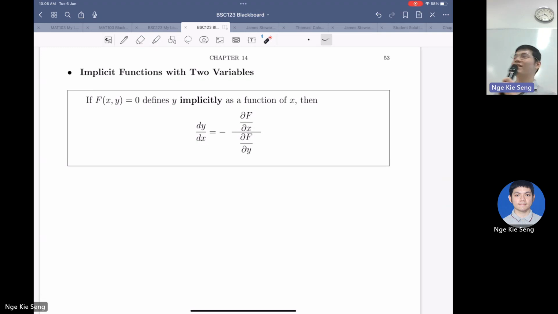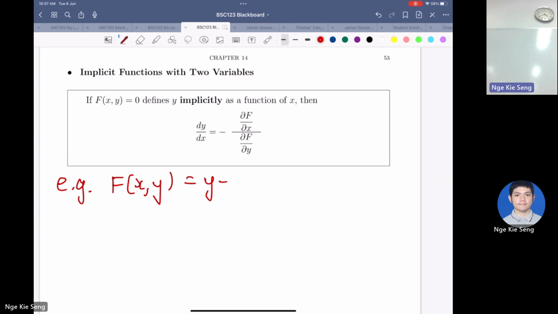Okay, so let's continue with this implicit function with two variables. There's a formula here. If f(x,y) equals 0 defines y implicitly as a function of x, then we can differentiate dy over dx. What does this mean? Let's give an example, which is very easy. Take f(x,y) equals y minus x, and look at y minus x equal to 0. If y equals x, do you know how to differentiate y with respect to x? It's just 1.